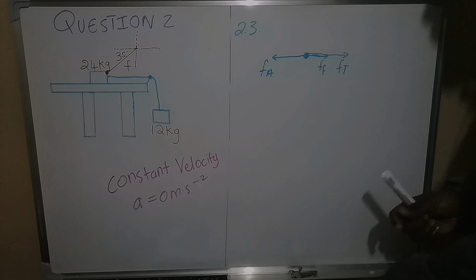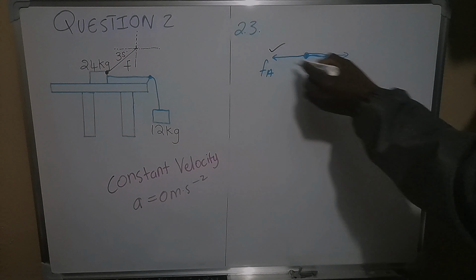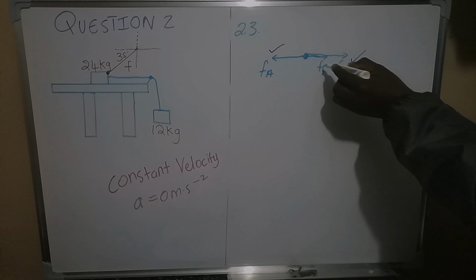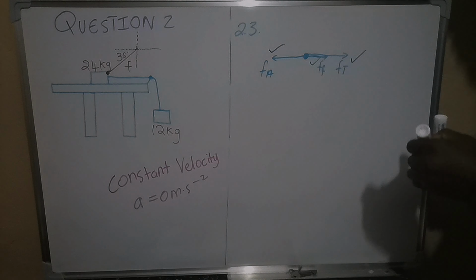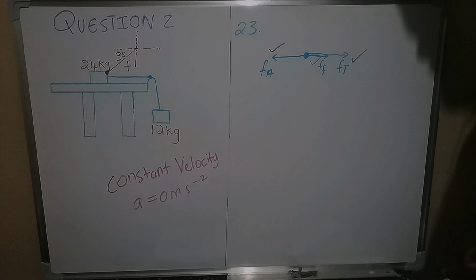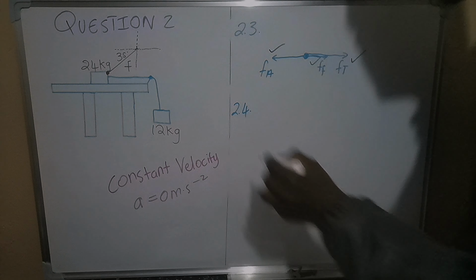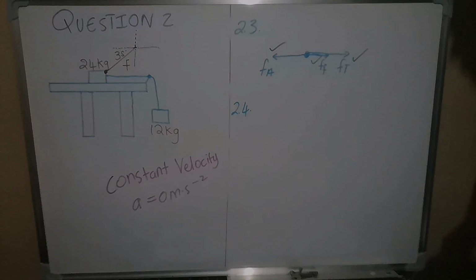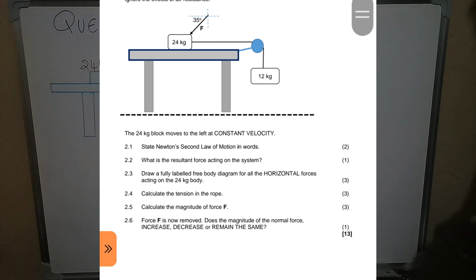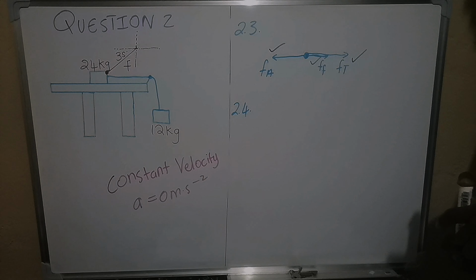For 3 marks, they will mark you. You have drawn FT, and you have drawn the frictional force. Now 2.4. They say calculate the tension in the rope. Find the tension in the rope.